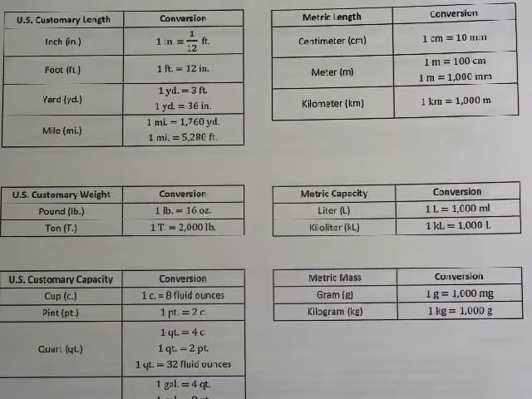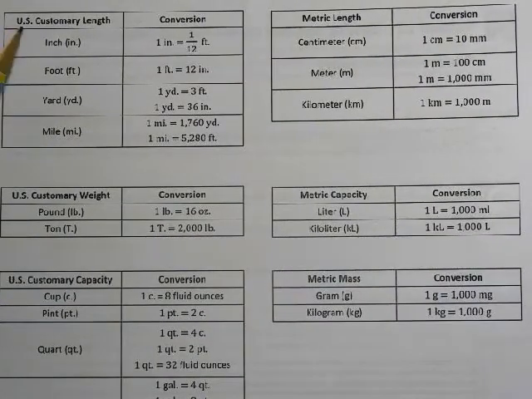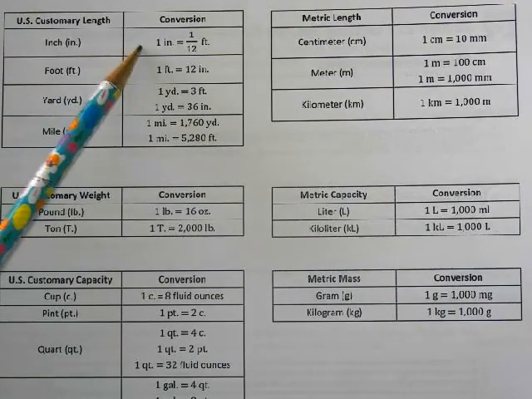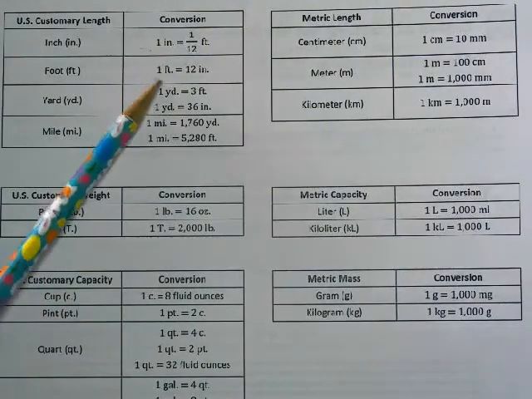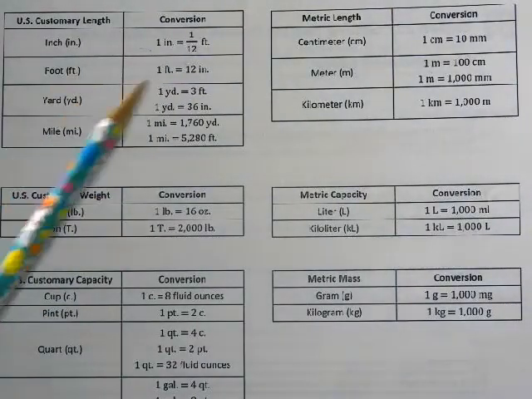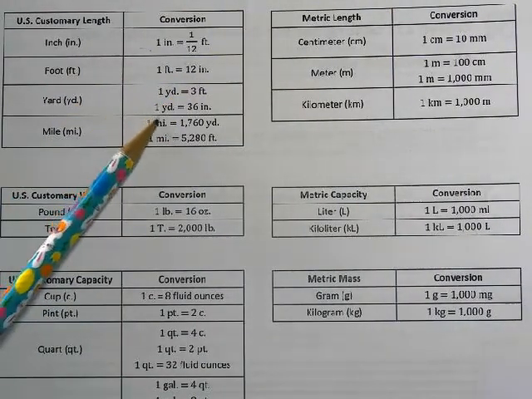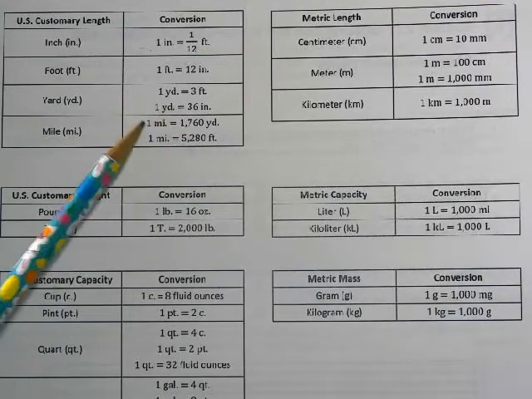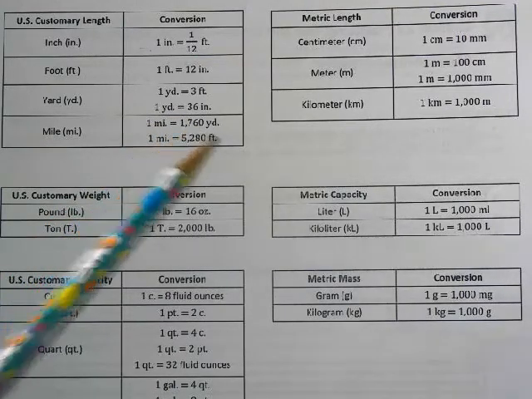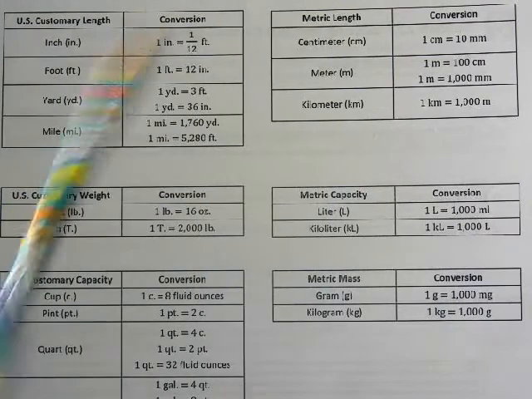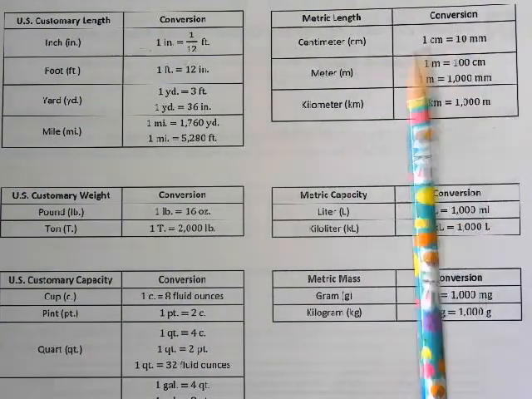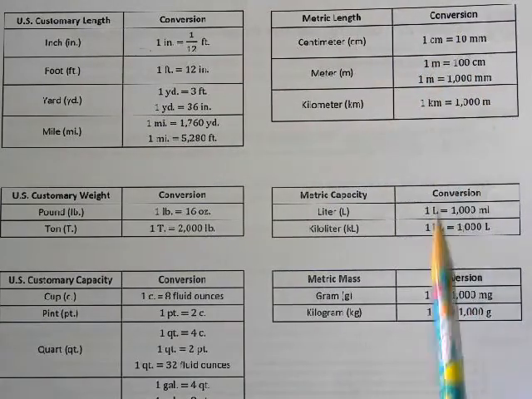If you take a look, we have the customary, U.S. customary length, so inches, foot, yard, miles, and then you have your conversion rate. So 1 inch is equal to 1/12 feet, or 1 foot is equal to 12 inches, 1 yard is 3 feet, 1 yard is 36 inches, 1 mile is 1,760 yards, and 1 mile is 5,280 feet, and so on. So these are your different ratios or conversion rates that you'll be using to solve the problems in this lesson.